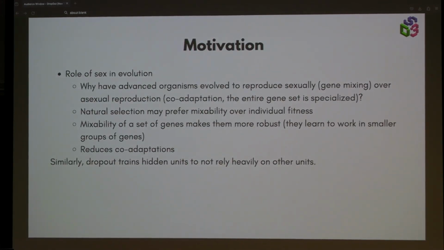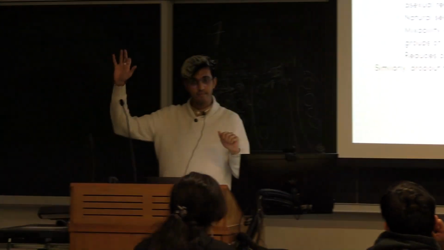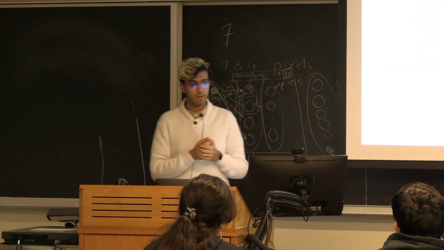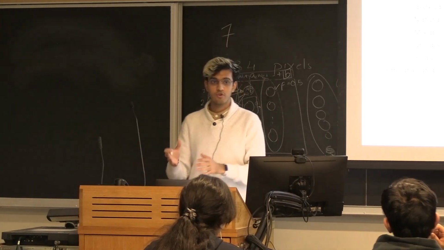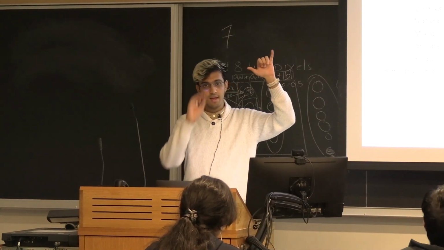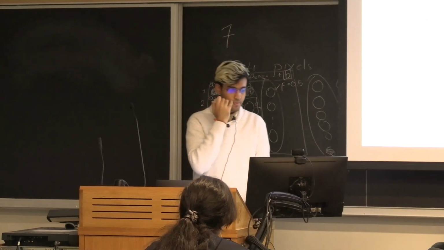So who came up with this and why, and what was the idea? How did this group come up with this idea? And what they claim is they had 2 motivations. The first one is the role of sex in evolution, right? So they sat down together and they thought, why do advanced organisms reproduce sexually, where the child takes half the genes from one parent and half from the other, as opposed to asexual reproduction, where the child just takes the parent's gene set and modifies it slightly, right?